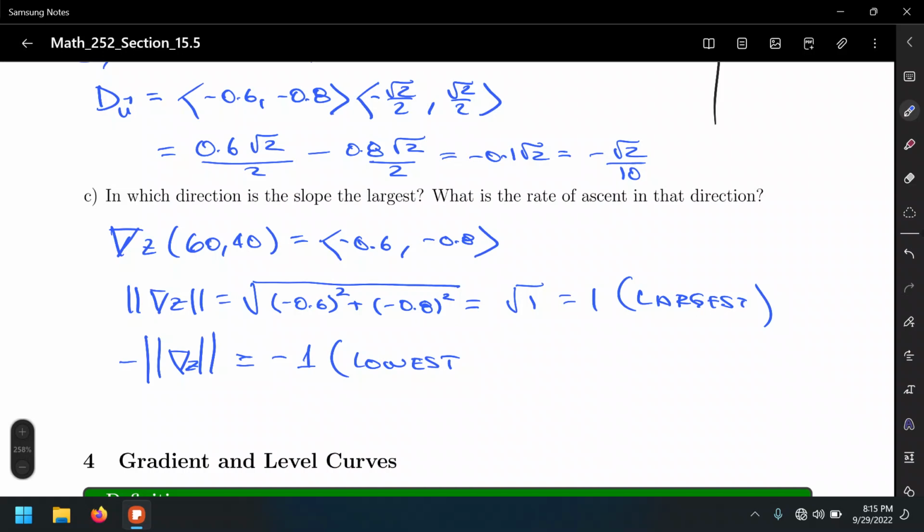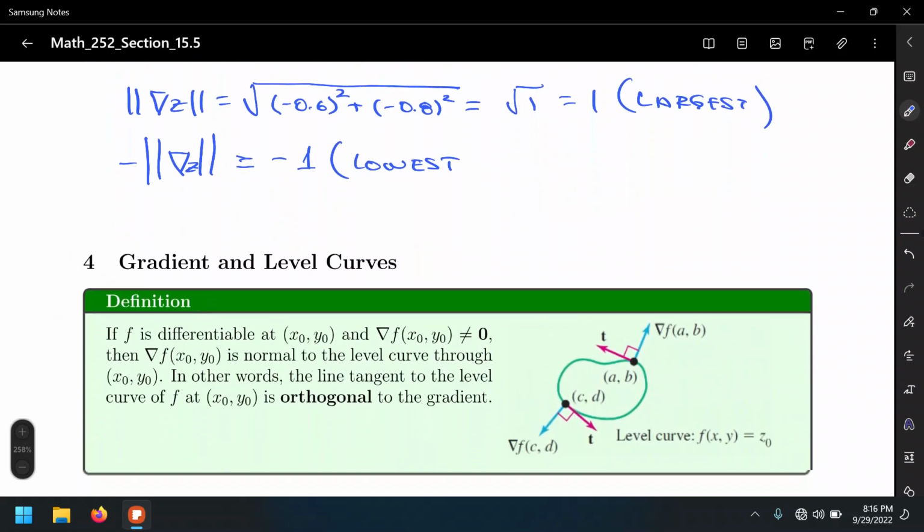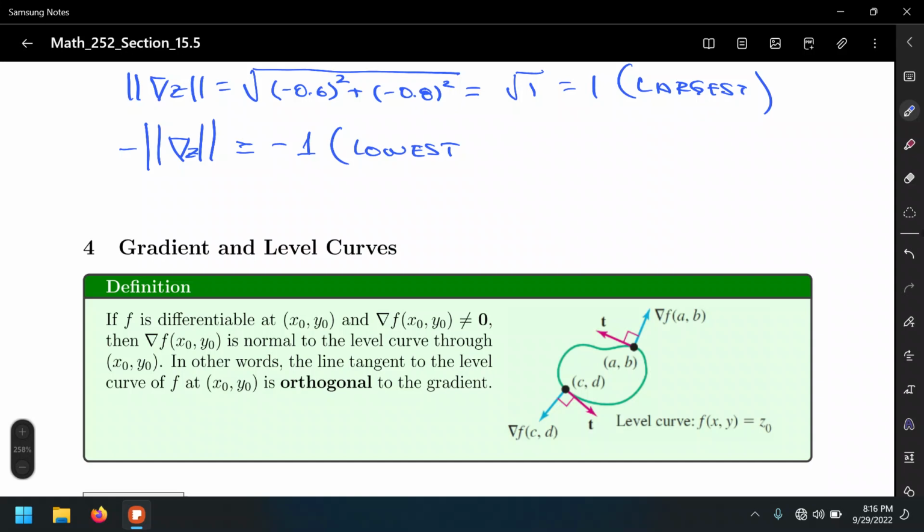All right. So what do we have over here? Well, so gradient and level curve. So again, another definition, another theorem. Well, so if f is differentiable at a given point x sub 0, y sub 0, and the gradient at that point is not 0, then the gradient is normal to the level curve through that point.